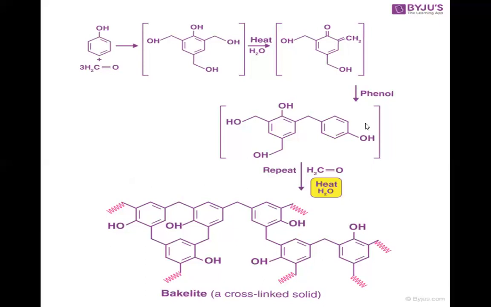This, when treated with phenol, forms a polymeric chain, which on further treatment with formaldehyde and heating, loses water molecules. Like this, the chain continues and forms a cross-linked solid called Bakelite. A cross-linked solid called Bakelite will be formed.